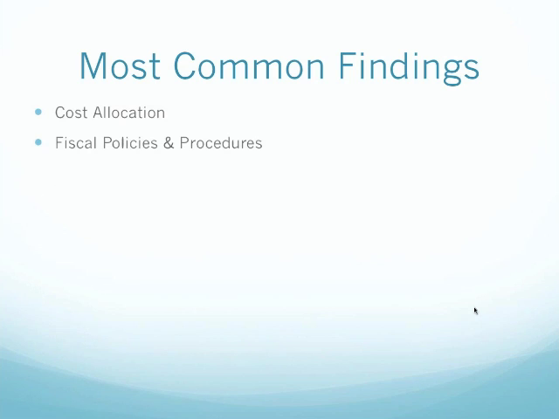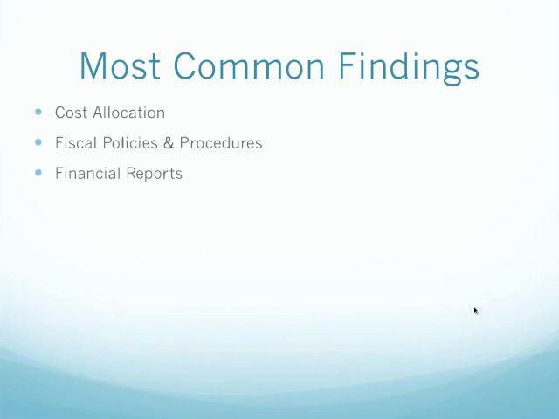I also see findings related to fiscal policies and procedures. So usually it's that they're not current. Current means updated within the last 2 years. And then also, do your policies and procedures sufficiently address internal controls?